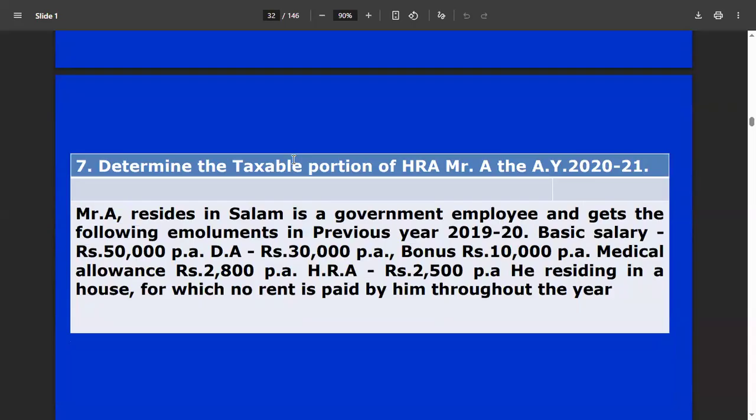Mr. A resides in Salem and he's a government employee. He gets basic salary of 50,000 per annum. Dearness allowance is 30,000 per annum and 10,000 bonus. So his total salary will be 50 plus 30 plus 10, 90,000. Medical allowance received is 2,800 and HRA received is 2,500 per annum. He is residing in a house where he is not paying any rent throughout the year.